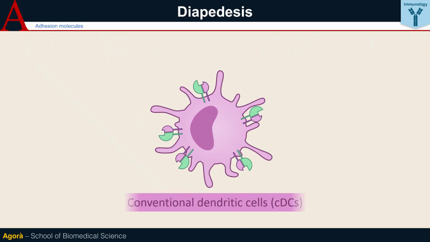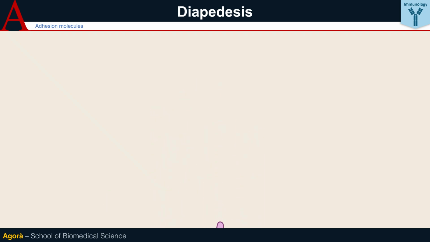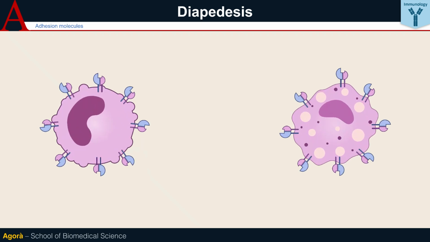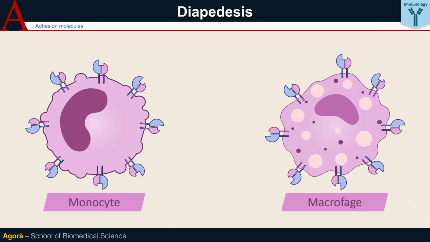Lastly, integrins are quite useful from an immunologic perspective, since they serve as lineage markers for some immune cells. CR4 is widely expressed by conventional dendritic cells, or cDCs, whereas CR3 acts as a marker for monocytes, macrophages, and myeloid cells in general.